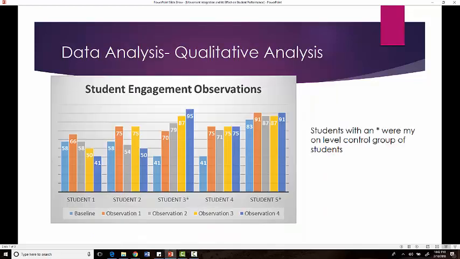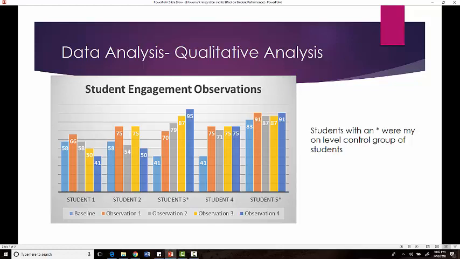And then looking at the data analysis for the qualitative data collection, this was my student engagement observations, and I had 5 students, and you can see that 2 of my students, student number 3 and student number 5, have an asterisk next to their numbers. They were my on-level mathematics students that were my control group.